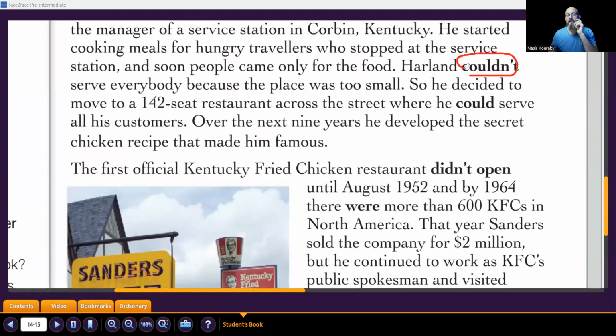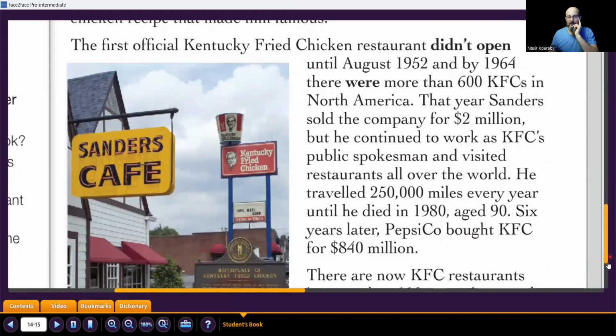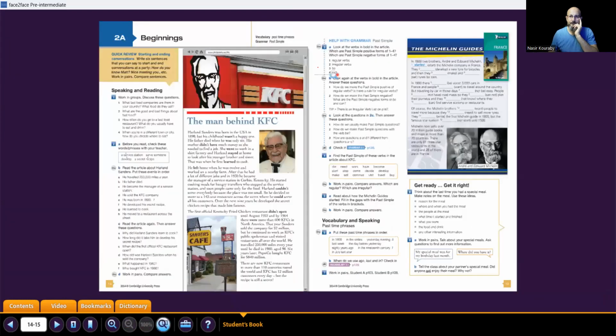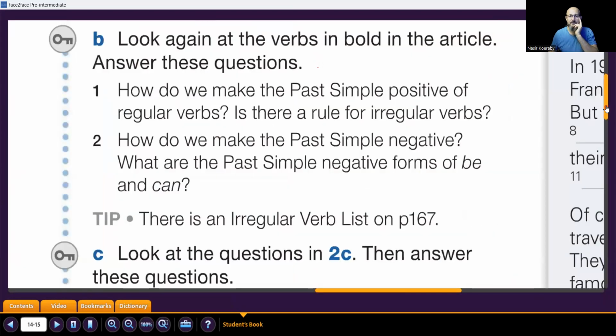Okay. Then we have couldn't. This is for can. Past simple of can, negative. Could, past simple of can, positive. Didn't open. Past simple negative. Okay. And open is what? Regular verb because the past is opened. We add ed. Okay, that's it. So now the next exercise, B.